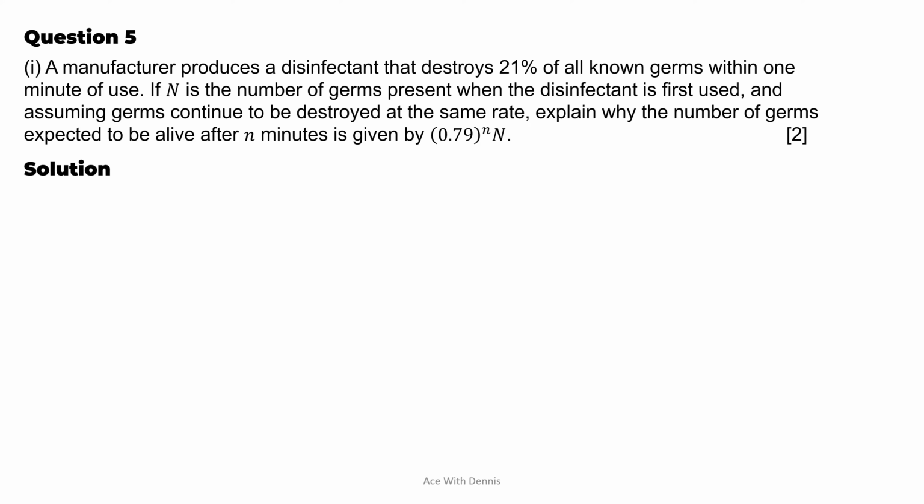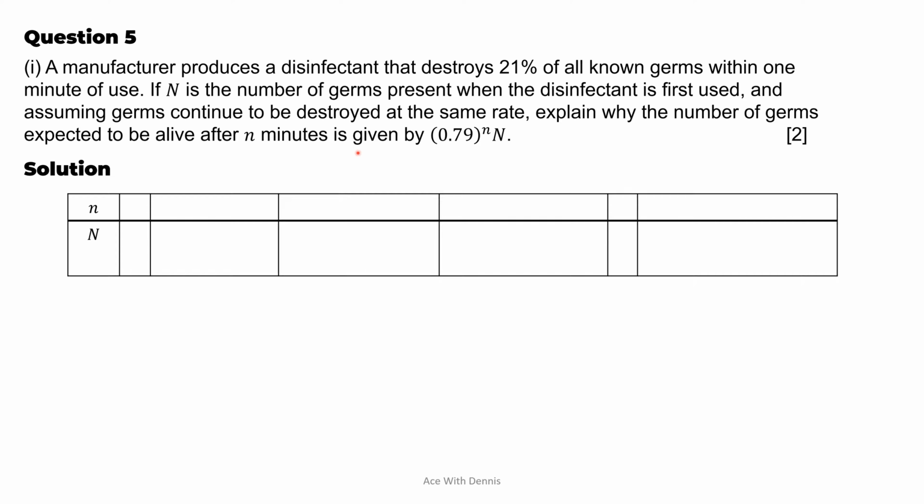Here's the solution. To explain why we can get this expression, firstly, we should calculate a few examples and observe the pattern. So let's build this table and calculate a few examples. From here, the small n is the number of minutes after we apply the disinfectant, and the capital N is the number of germs present when the disinfectant is first used. In other words, when n equals 0, the capital N still remains as capital N.